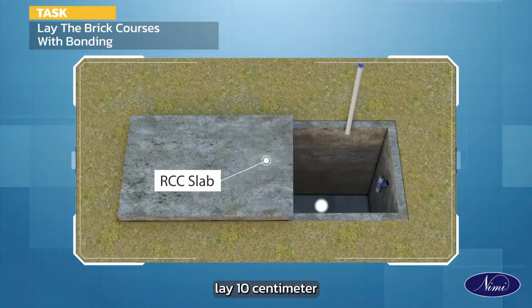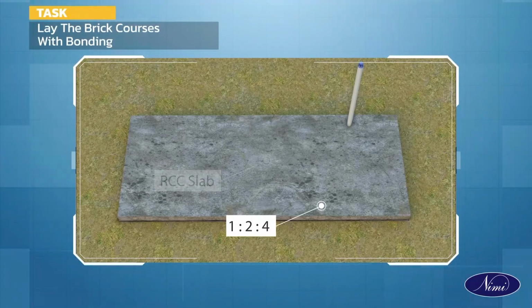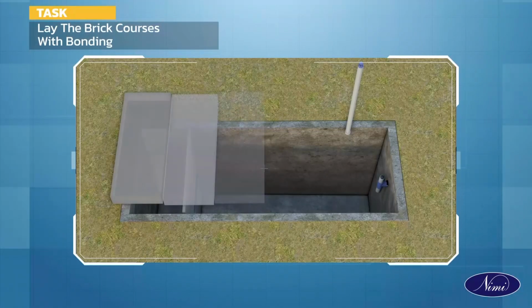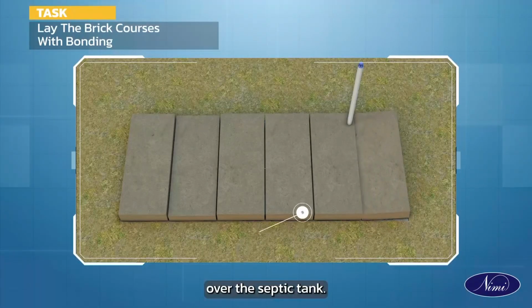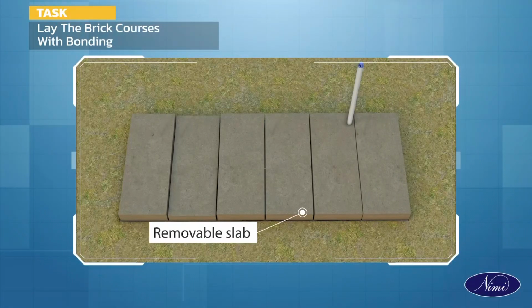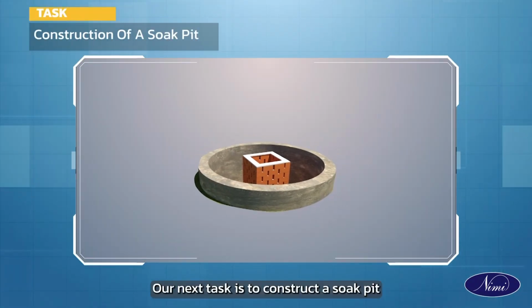Lay a 10 cm thick RCC slab in the ratio of 1:2:4, or a removable slab, over the septic tank. Our next task is to construct a soak pit.